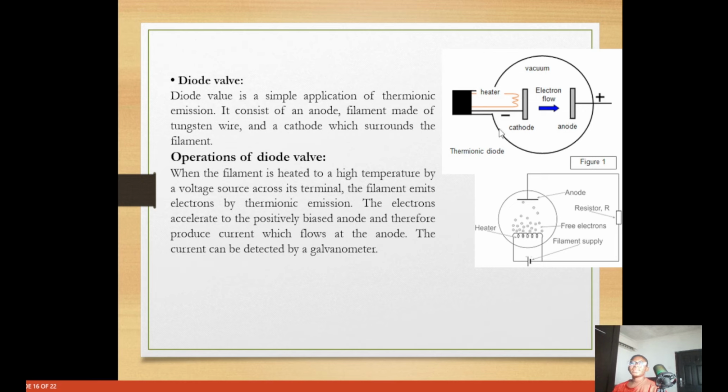You can see the anode here, you can see the cathode, and we can see the electron flow, and this is a vacuum. So this is the diode. So, operation of the diode valve.